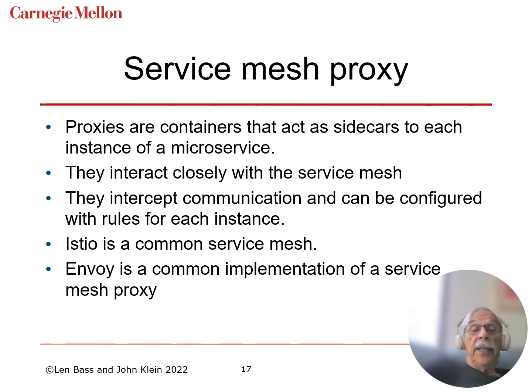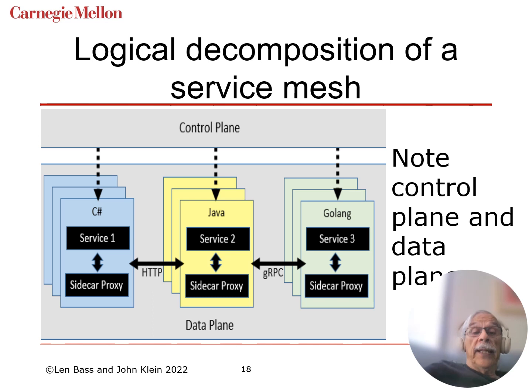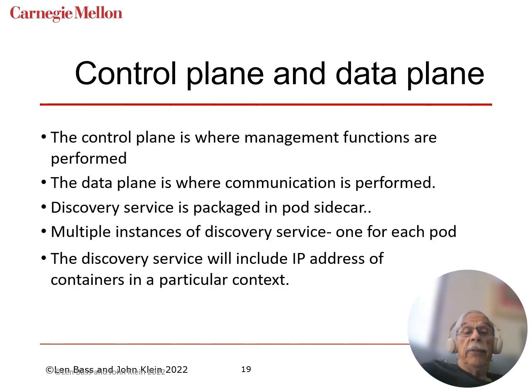Now, what does it mean to intercept communication? It means that you can have firewalls set up in the proxy, or a firewall equivalent. And so it can say that this communication is allowed or not allowed. So now let's look at a service mesh, and it has a control plane and a data plane. The action takes place in the data plane in terms of data transfer and so on. Control plane does what it says, it's going to control things. So it's where the management functions are located. And the data plane is where the communication is performed.